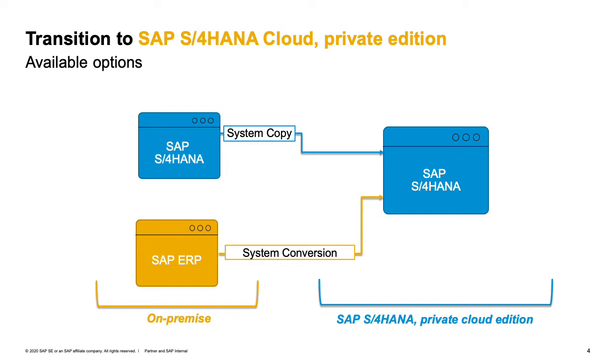Now, let's focus only on the transition scenario that is the main focus and objective of this session. In the picture, you can see that the starting point can either be customers on the SAP ERP or already on S4HANA using the on-premise edition. For customers running S4HANA, we can offer the system copy approach that I mentioned before and bring the full system directly into the private edition. For SAP ERP customers, we can use the system conversion approach that allows a direct conversion into private edition.